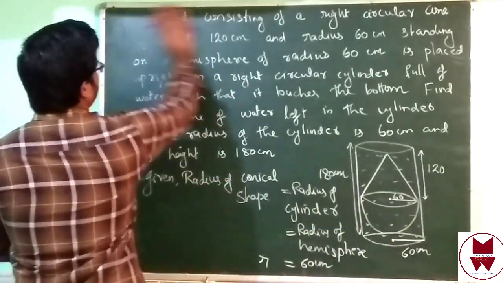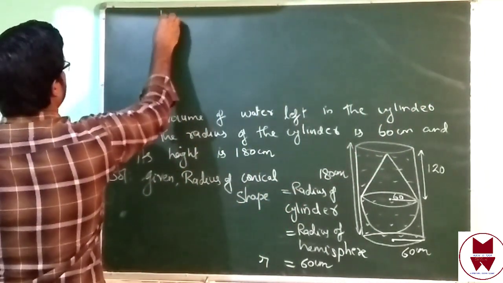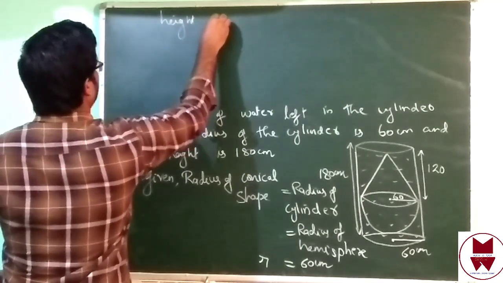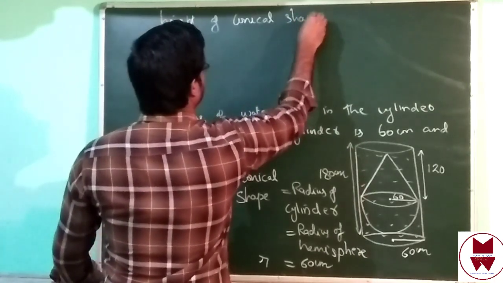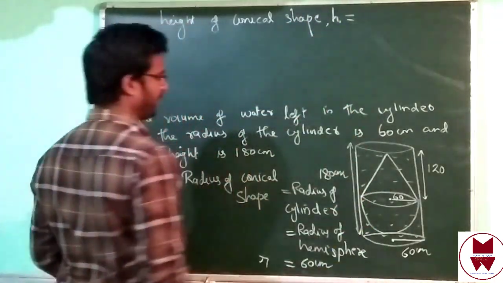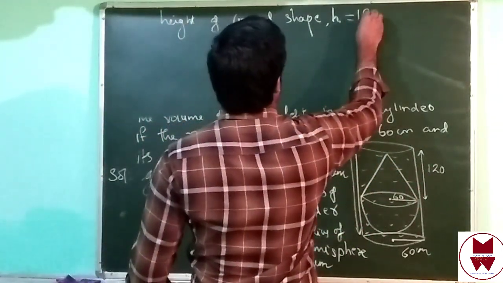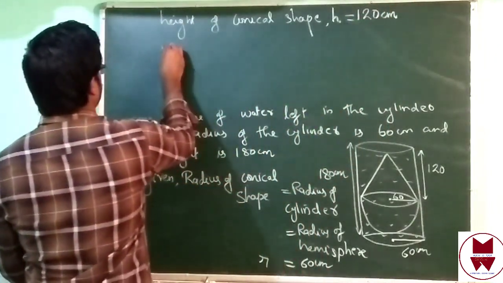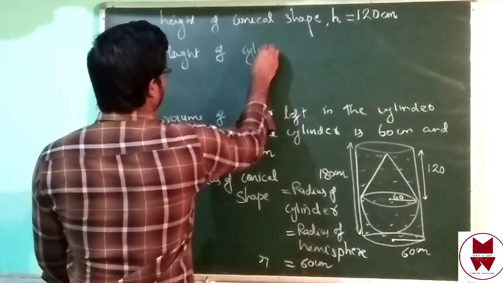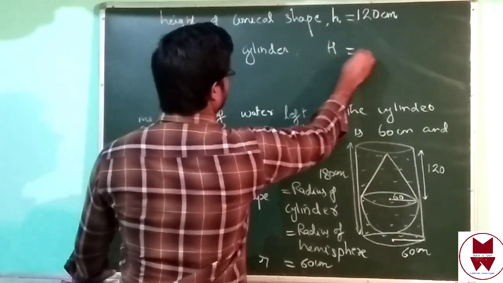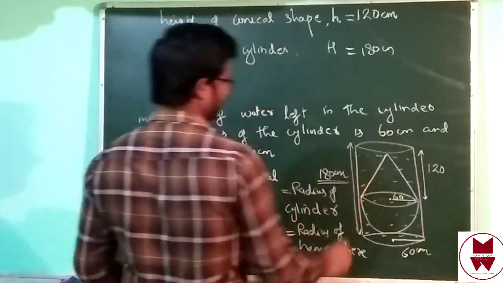Then height of conical shape, h equals, what is the height of the conical shape? That is 120. From the figure we can write 120 centimeter. Then height of cylinder, you can take capital H equals 180. Total height we have written in here, that is 180.